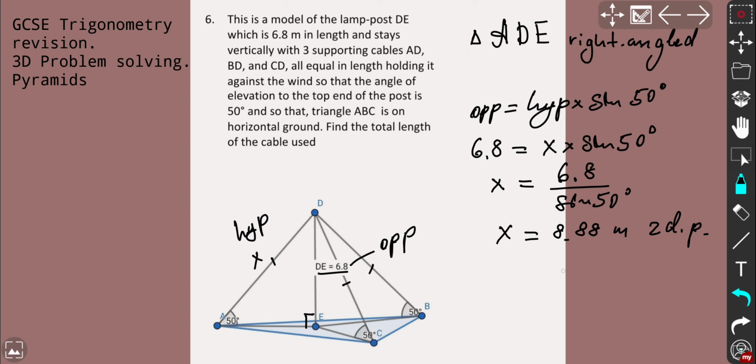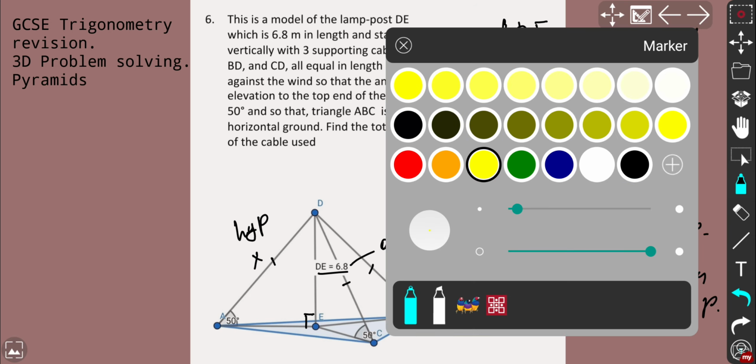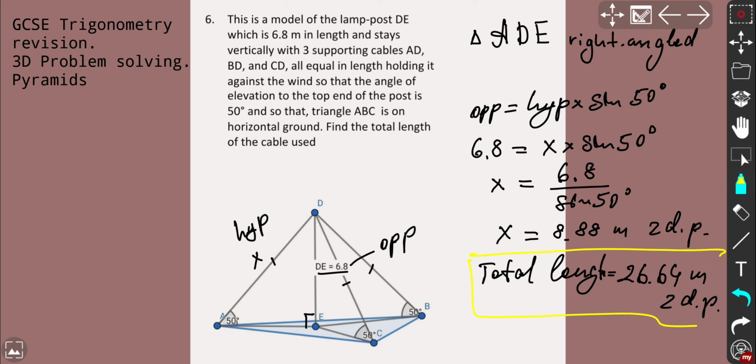Almost there, because the total length of the cable is going to be 3 times 8.88, right? One more time, 3 times 8.88. We've got 26.64 meters to 2 decimal places. And that's going to be the final answer. I just highlight it with yellow, and here we go. We've got the final answer for our question, find the total length of the cable used.